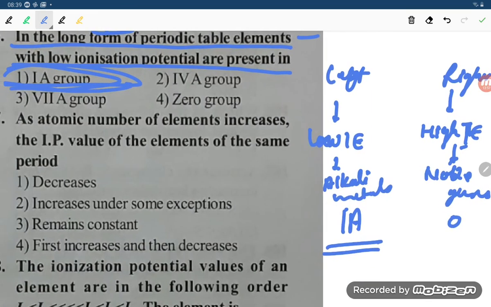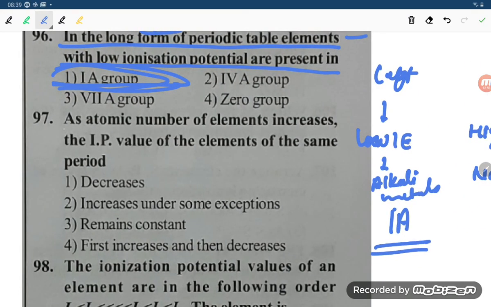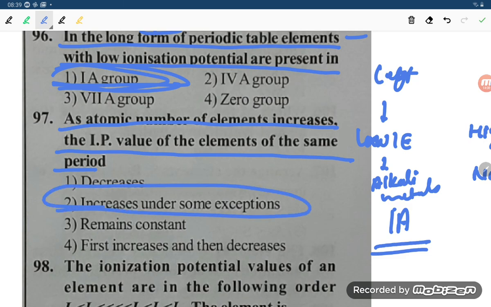Next one, what is 97? As the atomic number of an element increases, the IP value of elements of the same period increases with some exceptions. Option number 2 will be correct, students, because nitrogen and oxygen have some exceptions, otherwise it increases left to right.